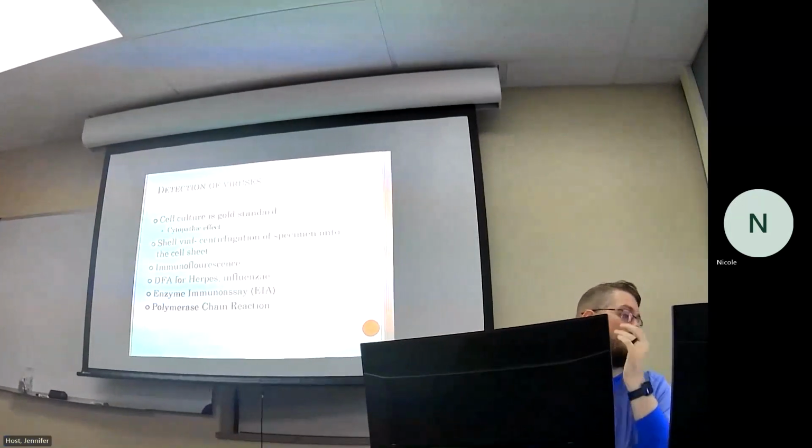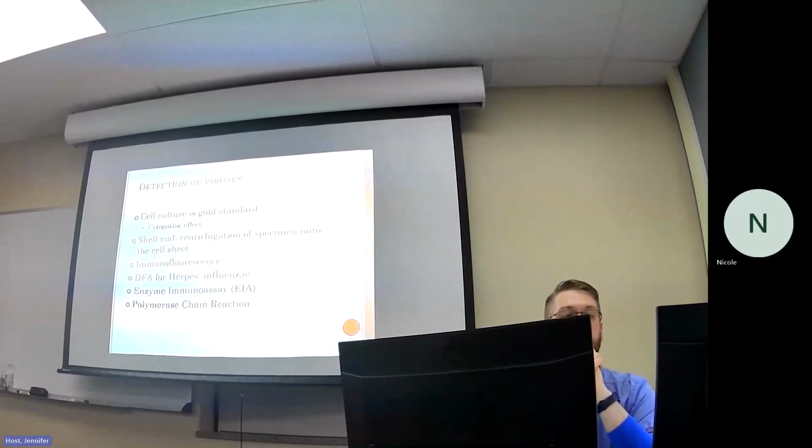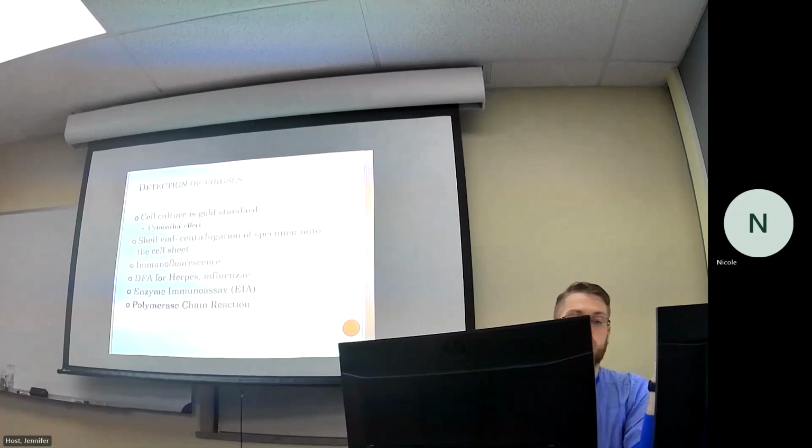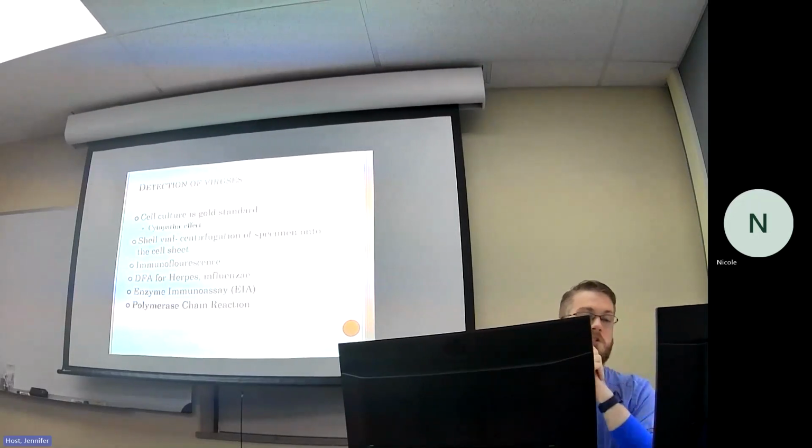Immunofluorescence. There's a label on the antibody, and it finds the antigen it's looking for, and then you can look at it with a fluorescent microscope. DFA, direct fluorescent antibodies, we use for rapid detection of HSV and influenza. EIAs are your little quick strips. You mix it up and then it crosses over the barrier, and so on.